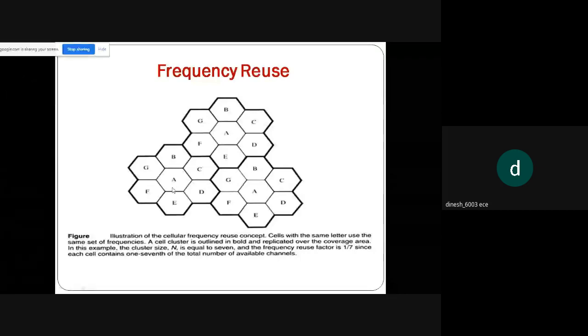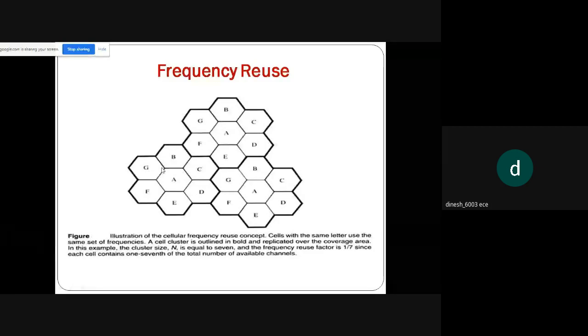So cell A operates with frequency A. Here cell B operates with frequency B. Here C, here D, here E, here F, here G. So this is one cluster. So when you see the neighboring cluster, also same. A, B, C, D, E, F, G. Another neighboring cluster, A, B, C, D, E, F, G. So now you see that the frequency whichever is used in A will not be used in B, not be used in C, D, E, F, G respectively.